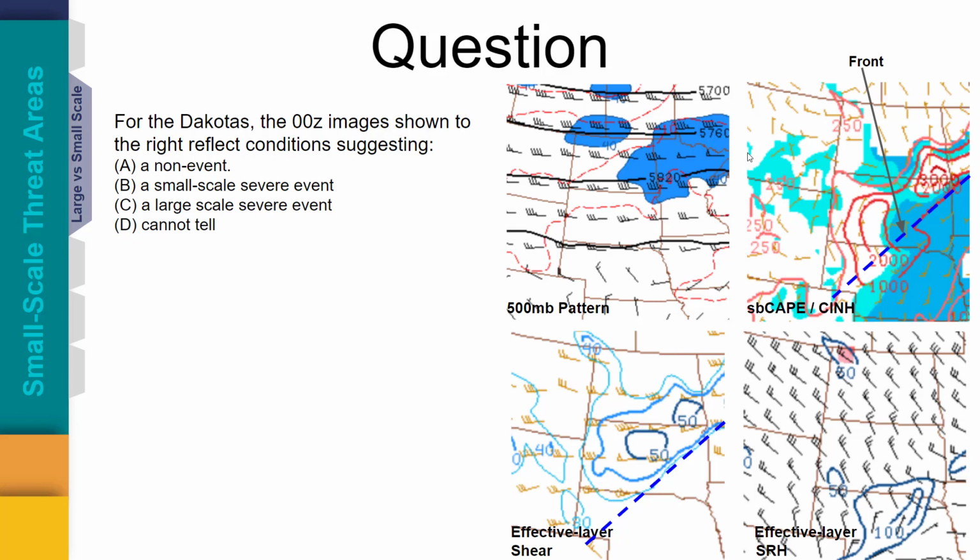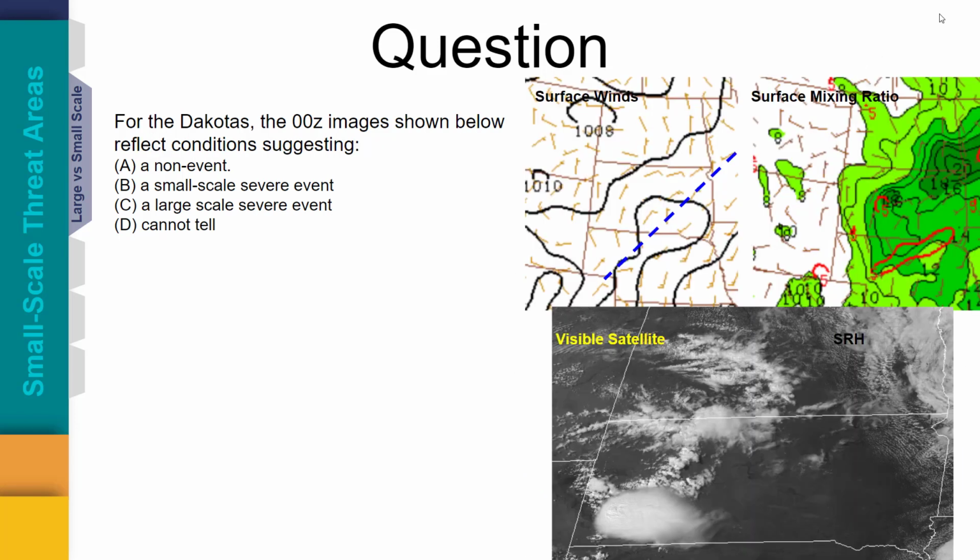Let's look at a possible event over the northern plains, and our focus will be on the Dakotas. Based on the images I show you, do you think we're looking at a non-event, a small-scale severe event, or a large-scale event? The 500 millibar pattern shows essentially zonal flow with weak embedded waves. We see an axis, albeit fairly narrow, of sufficient surface-based CAPE and minimal CIN across portions of South Dakota into southeastern North Dakota. The same area has decent effective layer shear overlaid, but there's very weak low-level shear and SRH across the Dakotas. At the surface, looking at the wind pattern, we can pick out a weak frontal boundary over eastern South Dakota into western Nebraska.